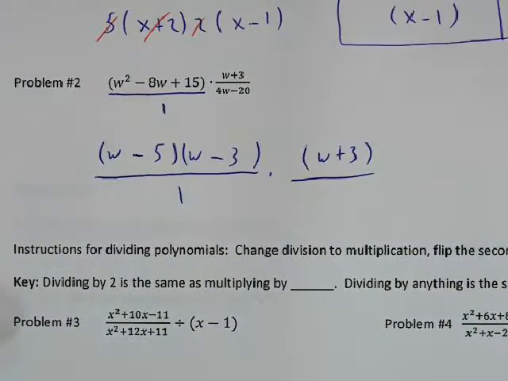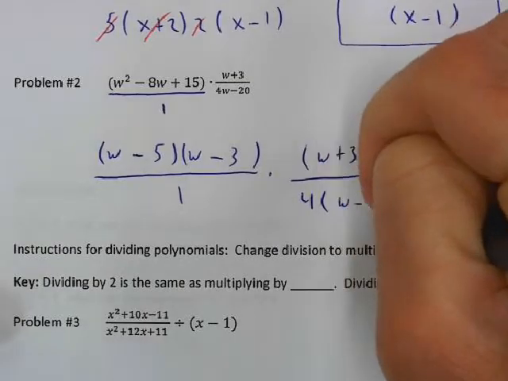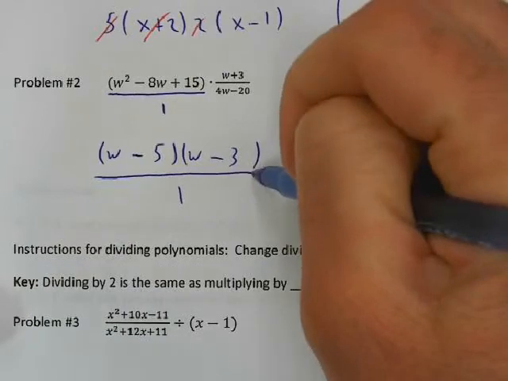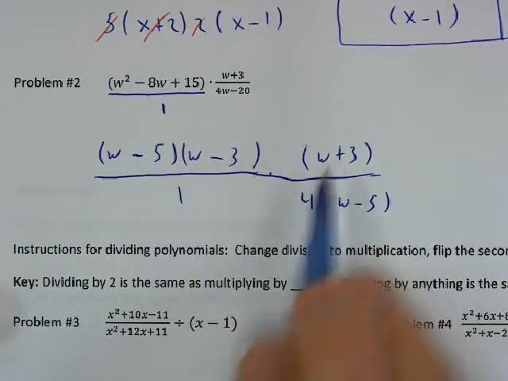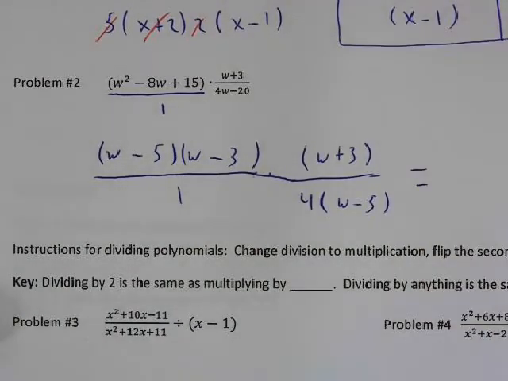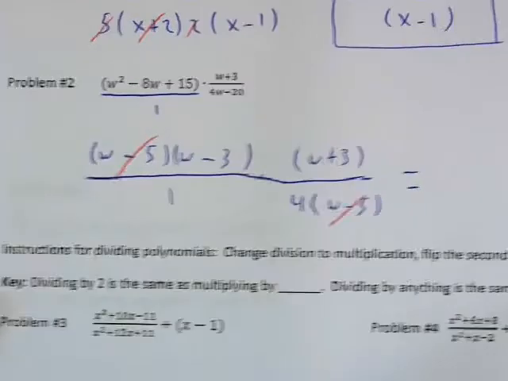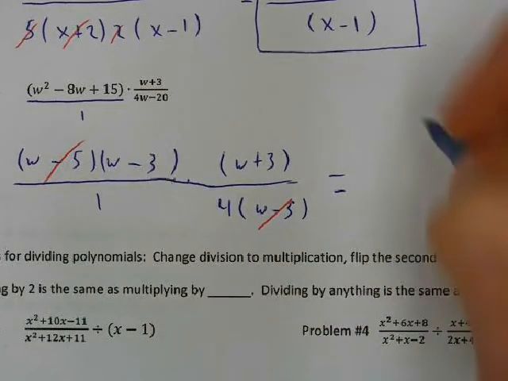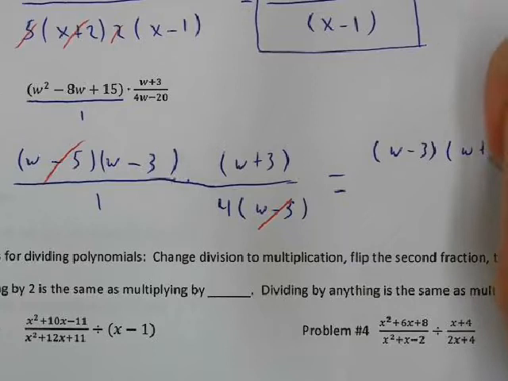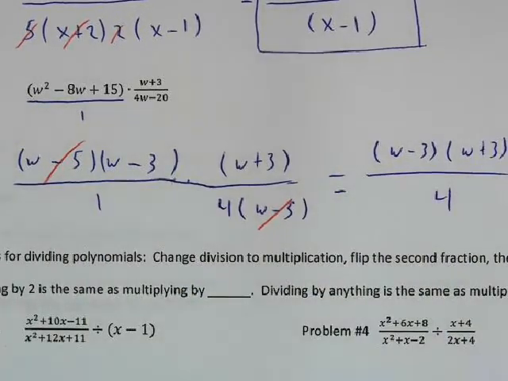over 4w minus 20. Well, I can take out a 4 there, and that leaves me with w minus 5. Okay, and again, since we're multiplying, we basically want to treat this like one big fraction. I've got these 3 parts on top, these 2 parts on bottom, and we don't really need to worry about the 1. And then what are we left with after we reduce stuff? Well, here all we can reduce is the w minus 5. And then we're left with w minus 3 times w plus 3 over, well, 1 times 4 is just 4.